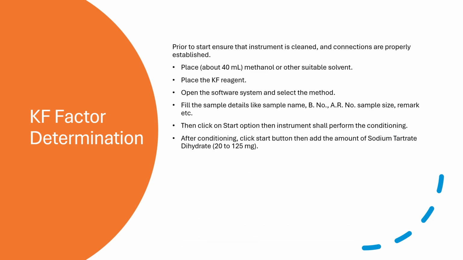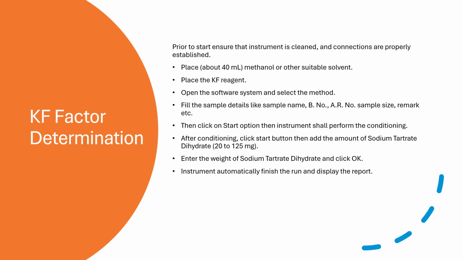So in step 6, after conditioning is completed, click start again and add the amount of sodium tartrate dihydrate between 20 to 125 mg. So the KF factor determination will be done by the sodium tartrate dihydrate, right? In step 7, enter the exact weight of the sodium tartrate dihydrate sample into the software system and then click on the OK option. Then the instrument automatically finishes the run and displays the report, right?